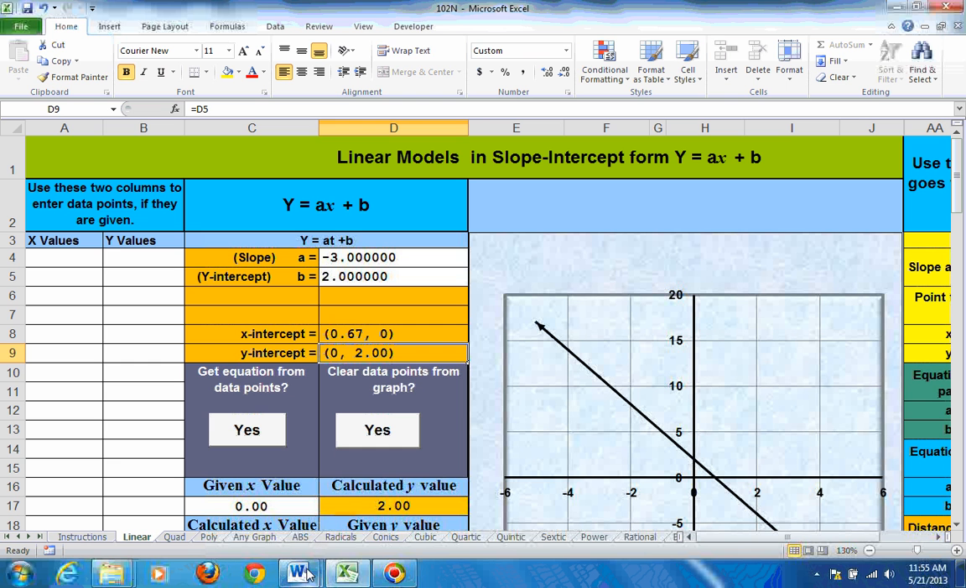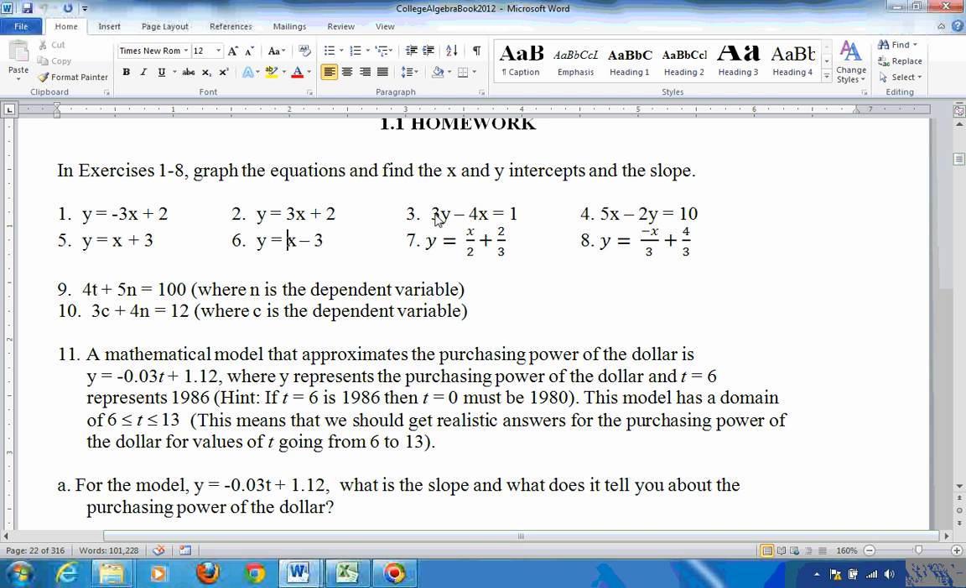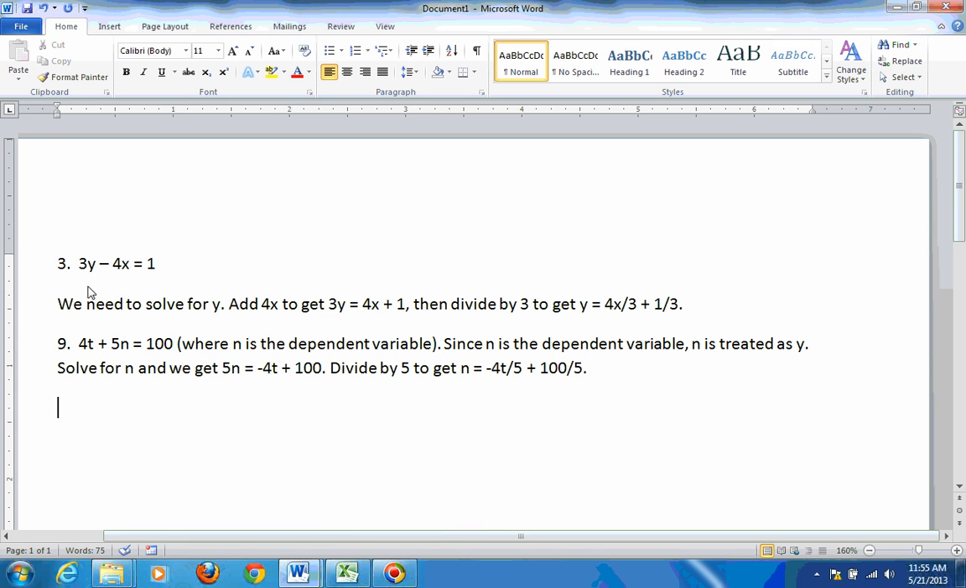Okay, let's go ahead on to problem 3. Problem 3 says 3y minus 4x equals 1. Same stuff, finding the x and y intercepts and the slope. 3y minus 4x equals 1. Now that one, we're going to have to solve it for y. So here it is, 3y minus 4x equals 1. Need to solve it for y.